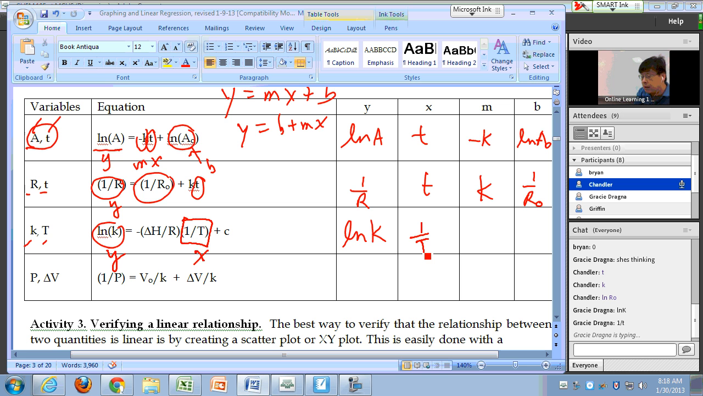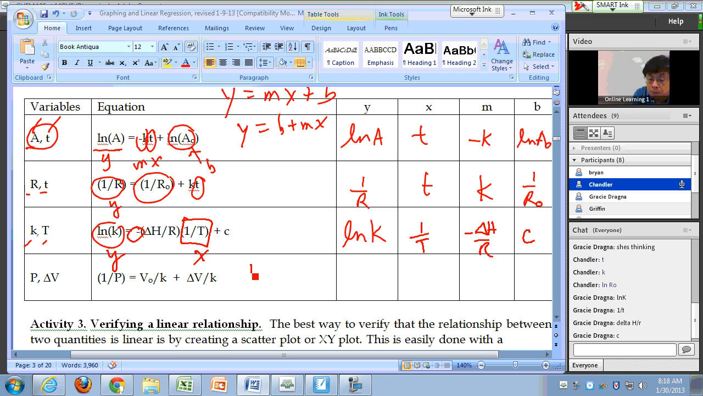The slope is the constant that is multiplied by x, delta h over r. Correct. It's negative delta h over r, okay? So it's going to be negative delta h over r. And what is going to be my y-intercept? C. Very good.